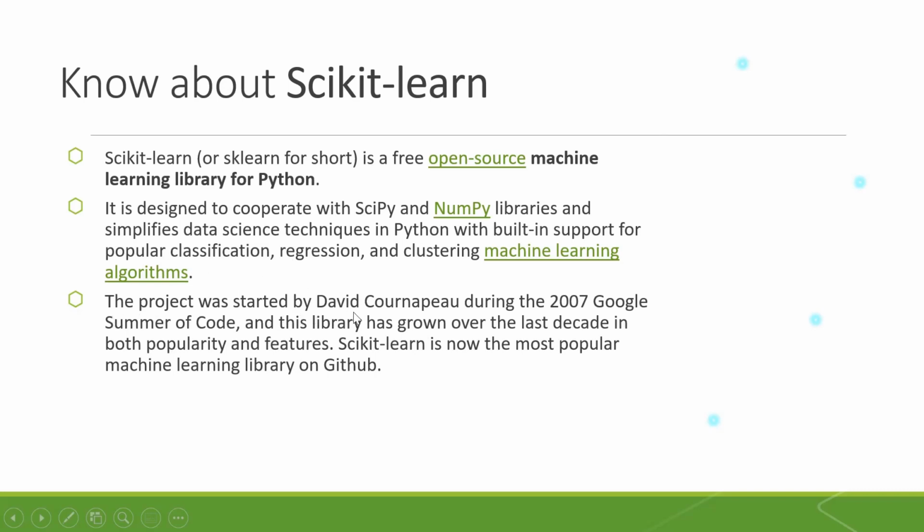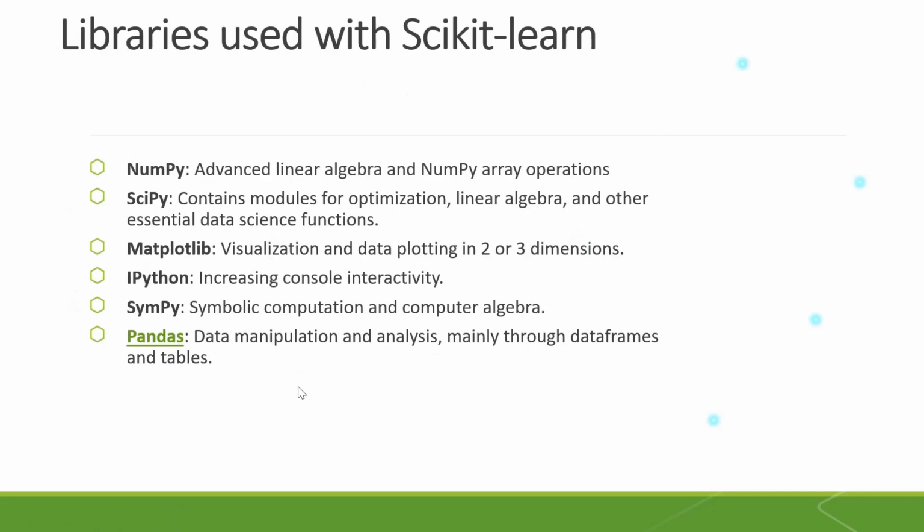The project was started by David during the 2007 Google Summer of Code, and this library has grown over the last decade in both popularity and features. Scikit-learn is now the most popular machine learning library on GitHub. Libraries used with scikit-learn: NumPy, SciPy, Matplotlib, IPython, SymPy, Pandas.